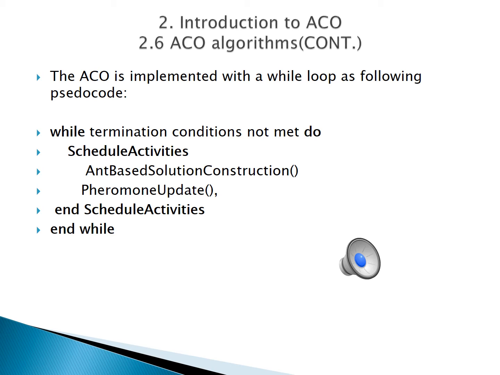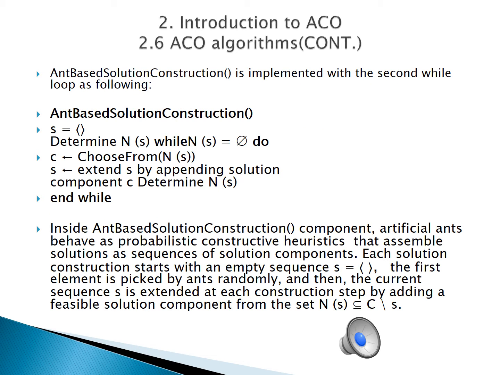The ACO is implemented with a while loop as in the following pseudocode. While termination conditions are not met, do: schedule activities, ant-based solution construction, pheromone update; end schedule activities; end while. Inside the ant-based solution construction component, artificial ants behave as probabilistic constructive heuristics that assemble solutions as sequences of solution components. Each solution construction starts with an empty sequence vector.